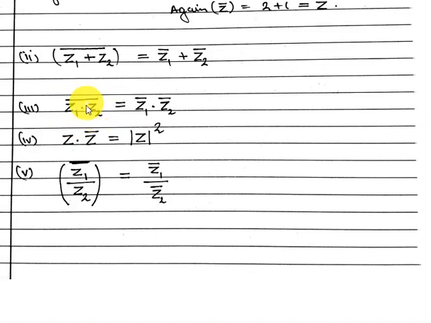Here two complex numbers z1 and z2 are there. This property says that if you take the conjugate of the product of two complex numbers, that is equal to the product of the conjugates of the individuals. And the next property is z into the conjugate of z is nothing but the square of the modulus. This you can verify by taking one complex number, and you can verify that the left hand side is equal to the right hand side.